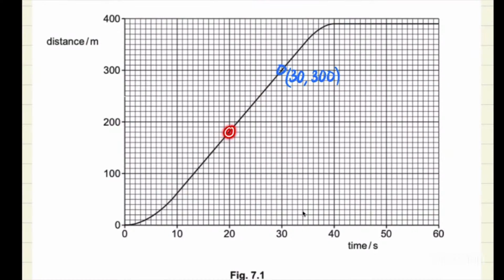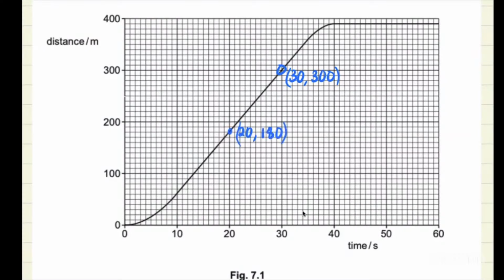So this is 20, and then I need to read the y-axis. So between 100 and 200 would lie 150. So this is 2 boxes less than that. So this would be 20 comma 180. So 20 comma 180. All right.